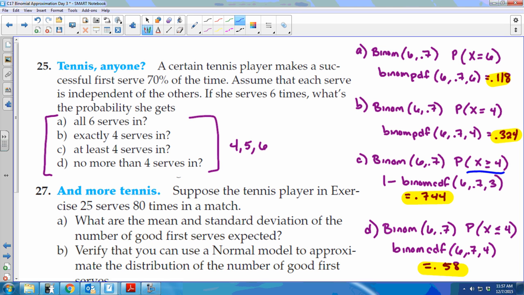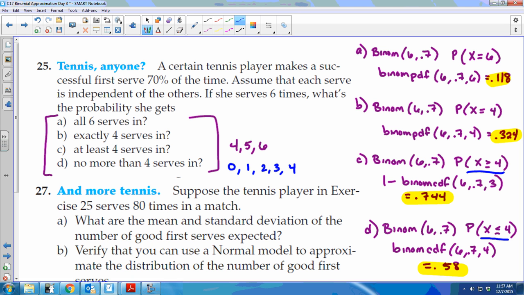Then on D, it says no more than 4 serves in. That's x less than or equal to 4. So that's 0 serves, or 1, or 2, or 3, or 4. That's what CDF does. CDF calculates from 0 and goes up. So you're using binomial CDF, calculating up to 4 successes, and you get 0.58. Questions about 25? As a good review of what you were supposed to do on Friday.